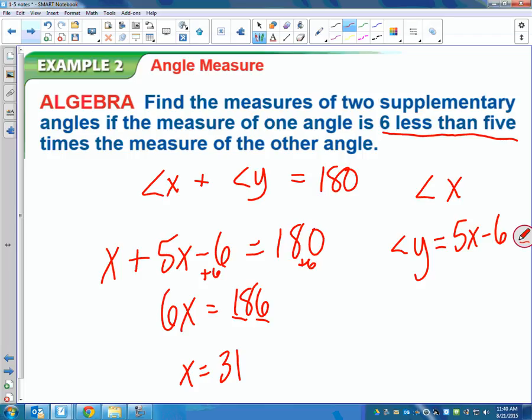Did we solve this question? No. Be careful, right? Find the measure of the two angles. So we just found one angle, though. We called the first angle angle x. So one angle is 31 degrees. How can we find the second angle? Yeah, it's supplementary. We could plug it in up here, but we could also just subtract from 180. You should get the same answer whichever way you do it.